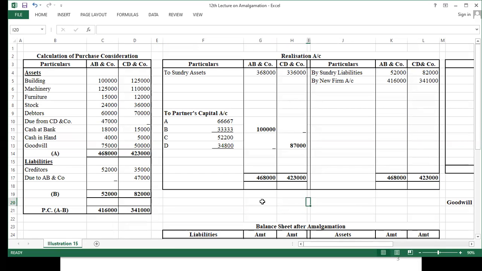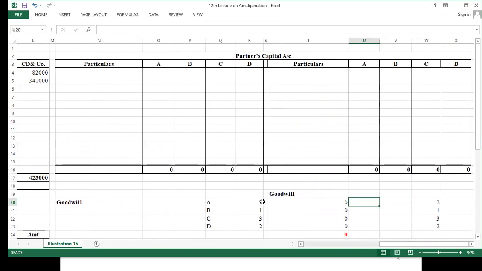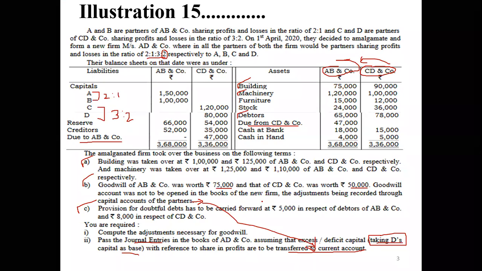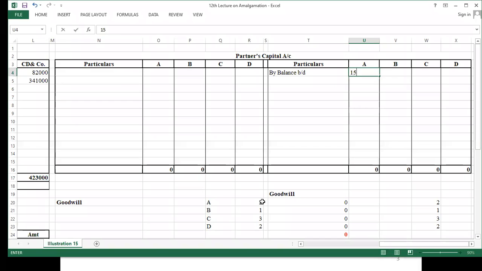Okay, now moving to partners' capital account. So first of all, we will write down by balance brought down. For A, we have 1 lakh 50,000, then 1 lakh, 1 lakh 20,000 and 80,000.